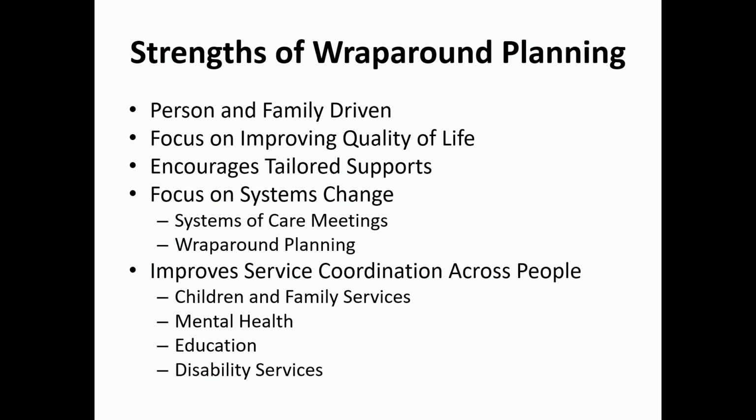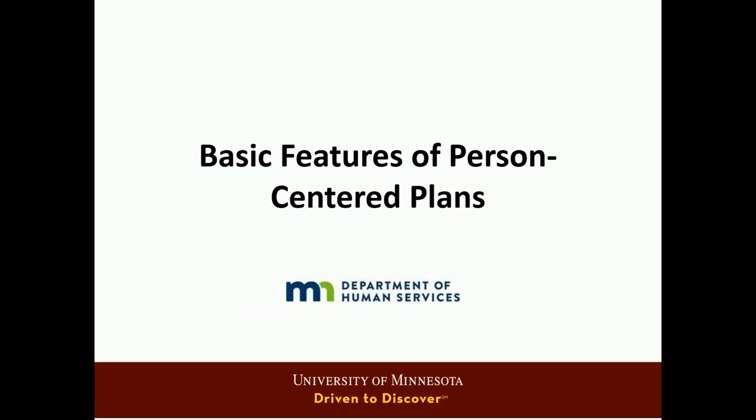There are definite strengths to wraparound planning, so it's person and family driven. It focuses on improving the quality of life for the individual that you support. It focuses on systems change, so not just how do we change the individual, but how do we change the system that's working with that individual so that we can best support them with the care that they need. How do we improve service coordination across people so that we're not just working in individual silos of mental health and education and disability services, but instead coordinating our efforts and working together?